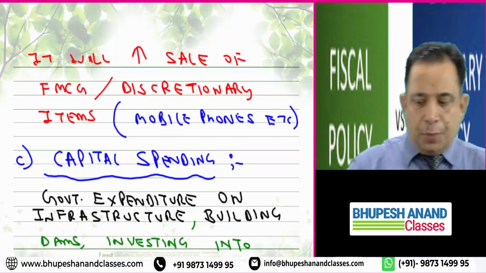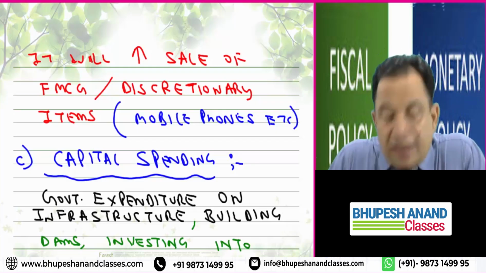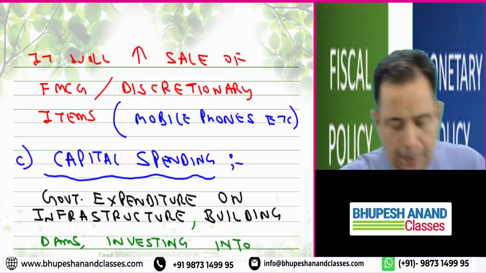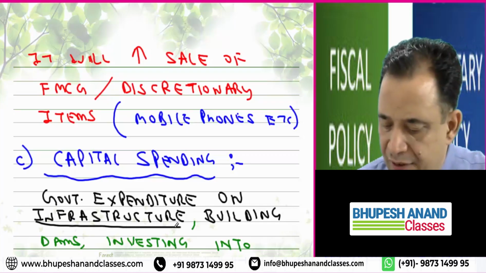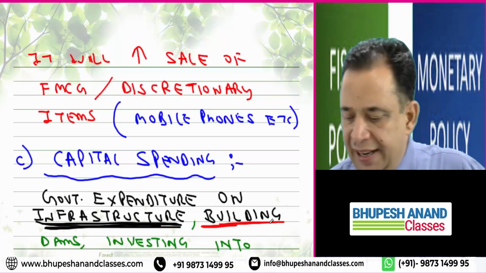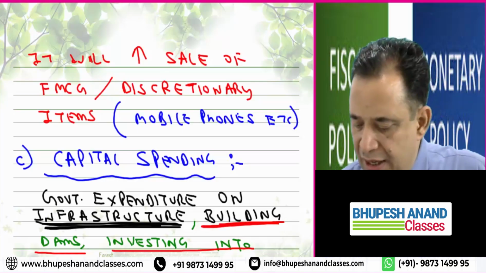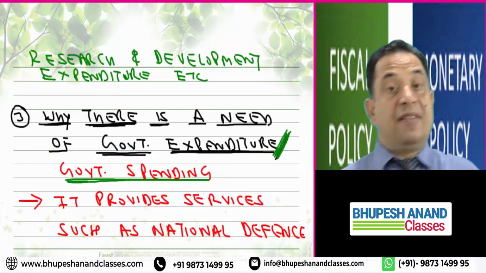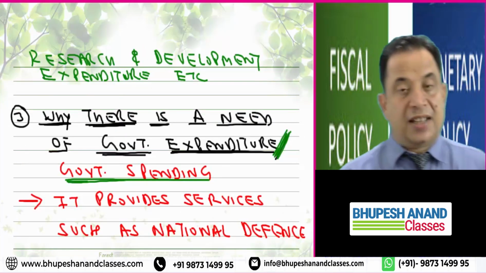So please write down C point: government spending on infrastructure, building dams, investing into research and development. That is capital expenditure, that is capital spending.